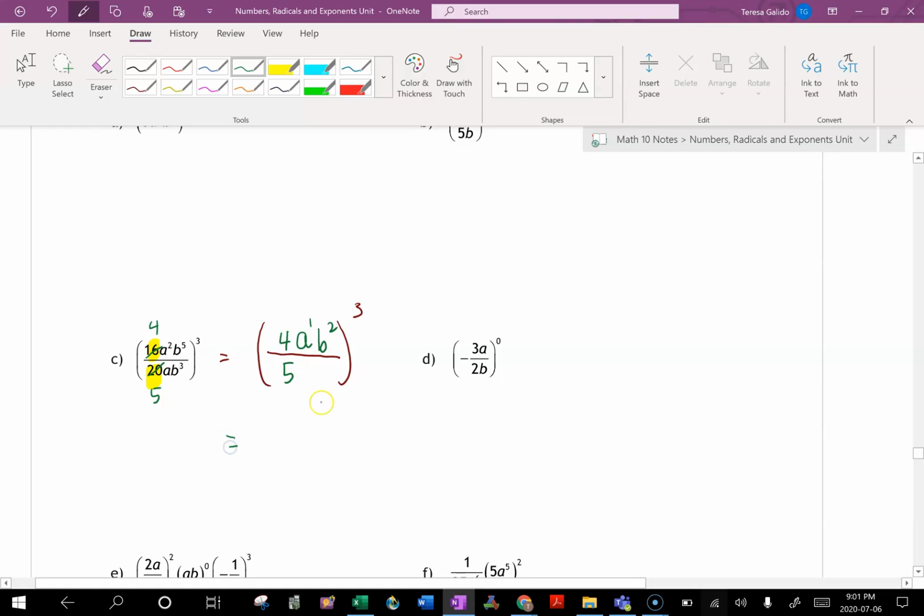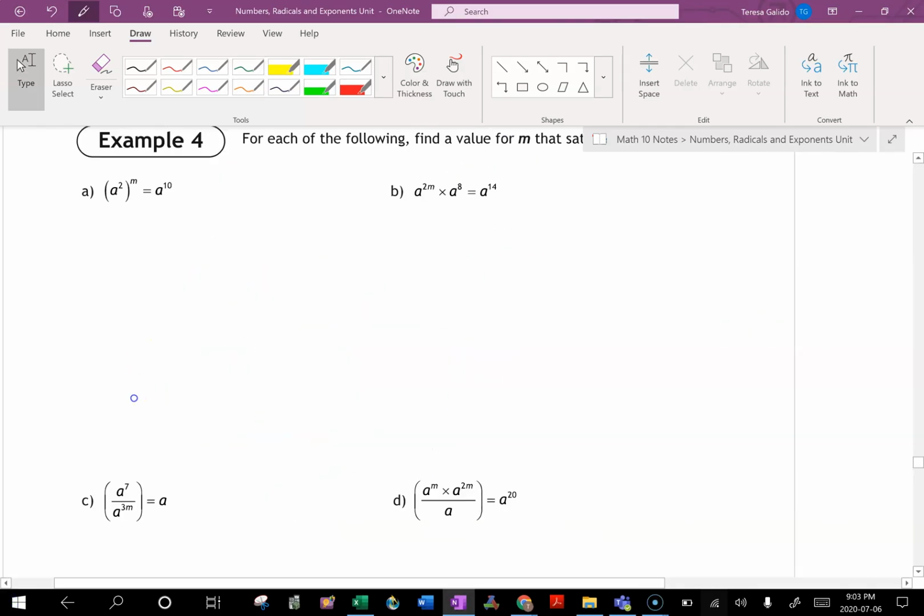So in this case here, now that our expression is simplified, we can now distribute your third power. So 4 cubed, A cubed, B to the 6th divided by 5 cubed. And 4 cubed is 4 times 4 times 4, which is 64. A cubed, B to the 6th divided by 125.